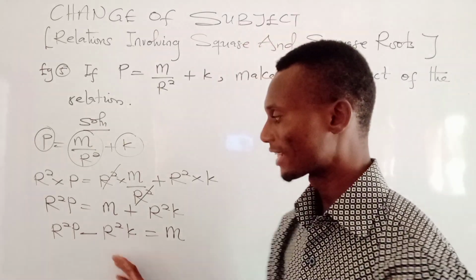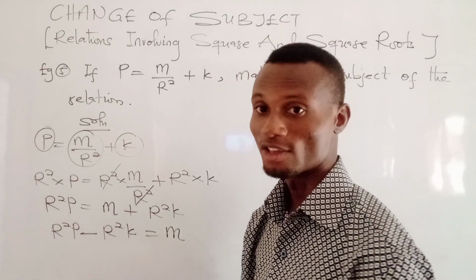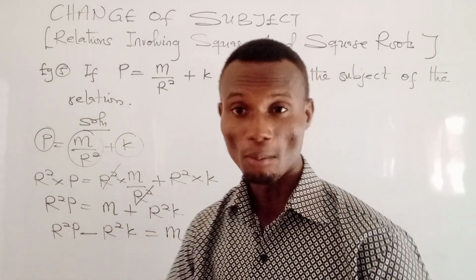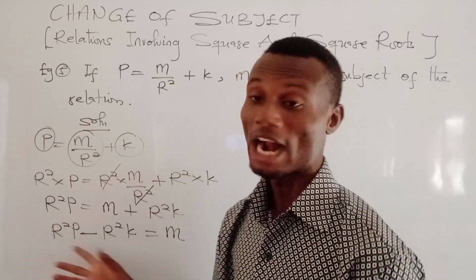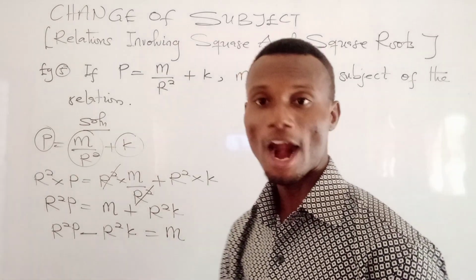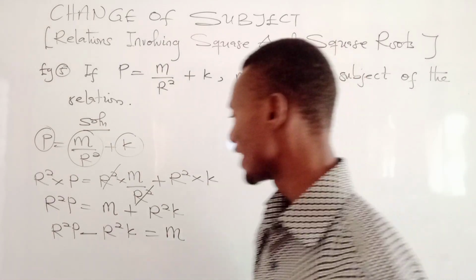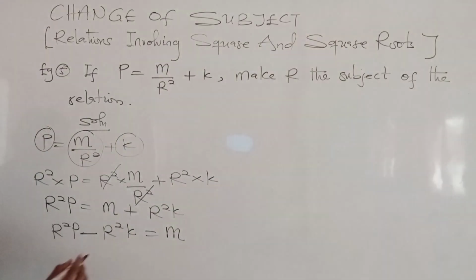We are going to factorize r squared out. Factorization means you are bringing out the common thing. So looking at this term and this term, what is common to them is r squared. So we factorize r squared out. Let's go ahead and factorize r squared out.